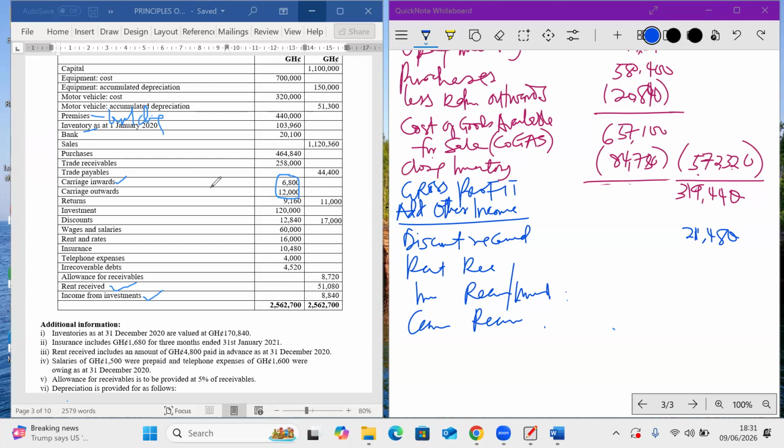In the question I'm solving, if I had carriage inwards, I would have added it after writing purchases. Then I will less the returns outwards. So you see this question too has returns. Have you seen it? Yes, sir. Then here it has rent received, which will come to other income. Income from investment, I'll add it to other income.